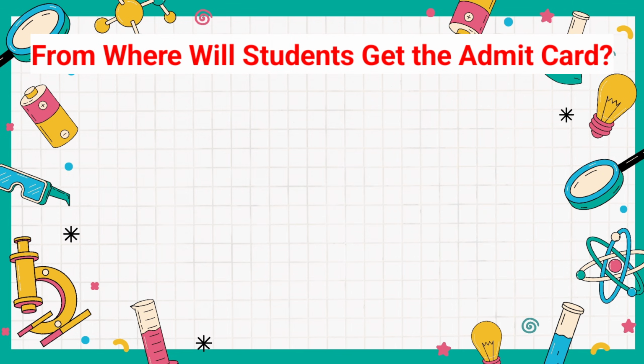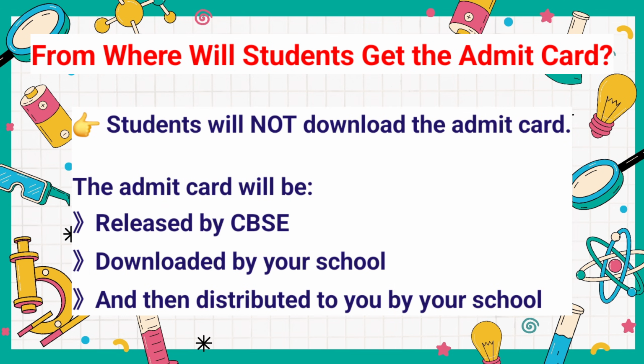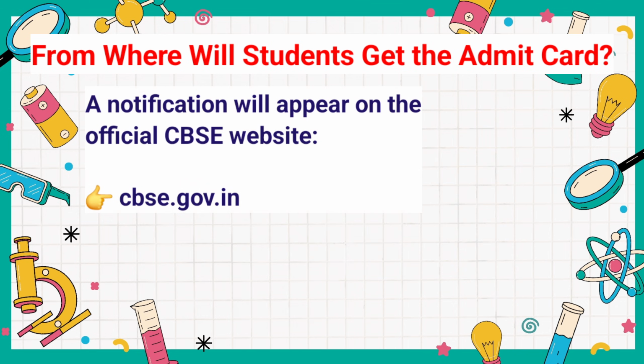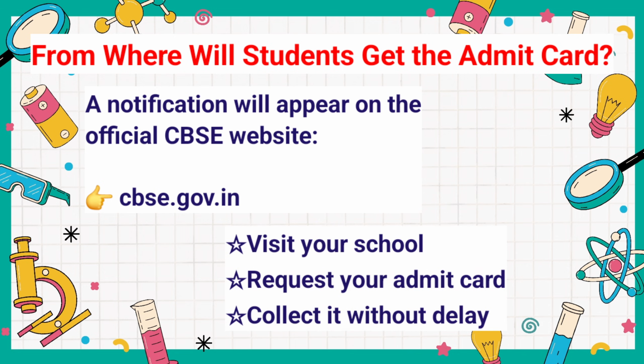Next is, from where will students get the admit card? This is very important to understand. Students will not download the admit card themselves. The admit card will be released by CBSE, downloaded by your school, and then distributed to you by your school. So you must stay in regular contact with your school. Whenever CBSE releases the admit card, a notification will appear on the official CBSE website, which is cbse.gov.in. Once the notification is released, you should immediately visit your school, request the admit card, and collect it without any delay.